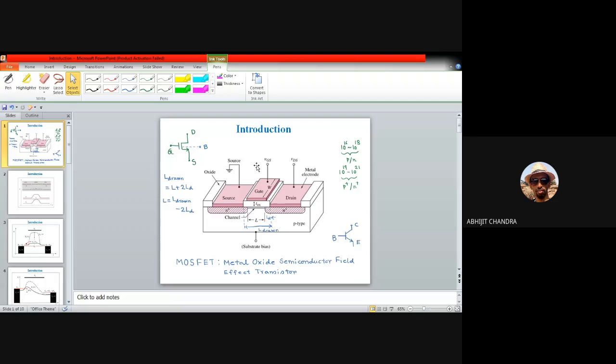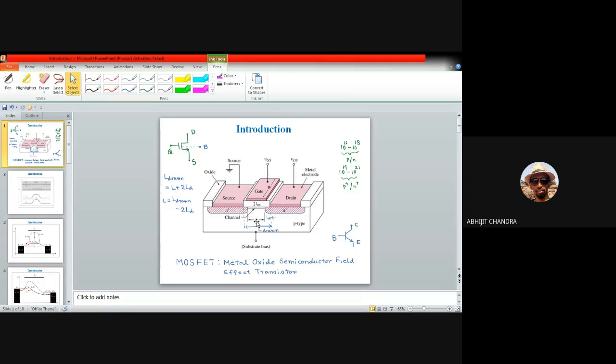Everywhere we are mentioning the voltage with respect to the source. So the source here acts like a reference voltage. The gate voltage with respect to the source is VGS, and the drain voltage with respect to the source is VDS. If the source potential is equal to zero, then VGS is nothing but the absolute gate potential applied at the gate terminal, and similarly, VDS is nothing but the drain potential applied over here.